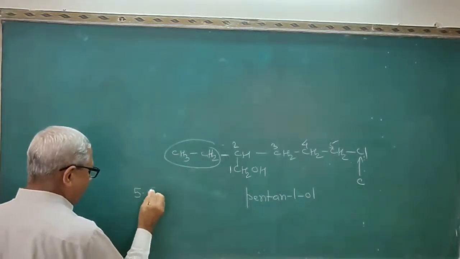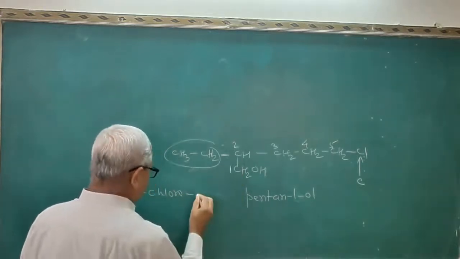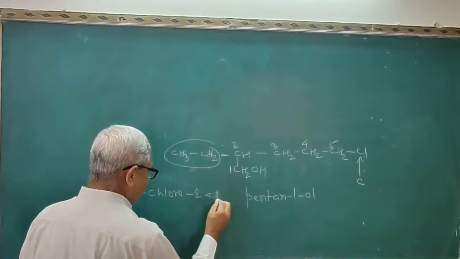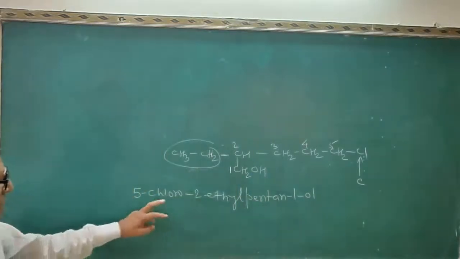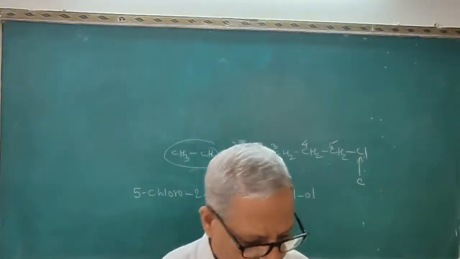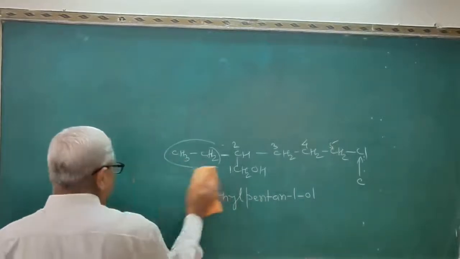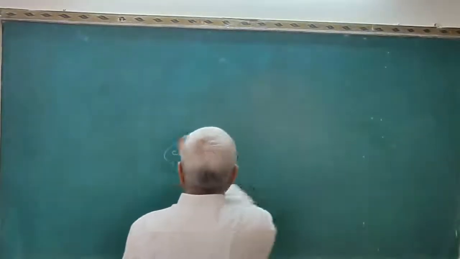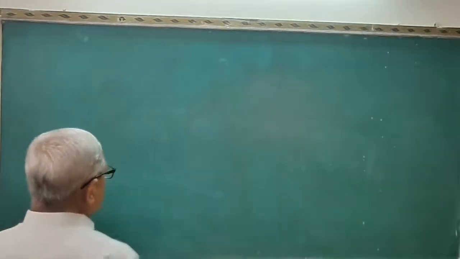5-fluoro. 5-fluoro. Then 2-ethyl. And the complete name will become 5-fluoro-2-ethyl pentane 1-OL. Again, take one more example to understand the IUPAC nomenclature. So see the example here.